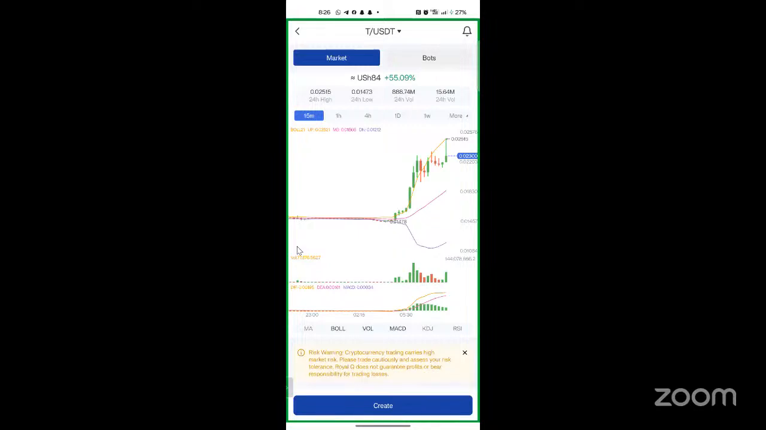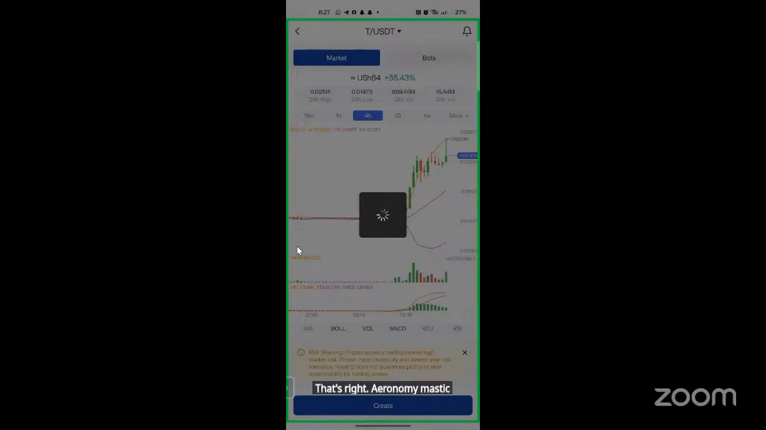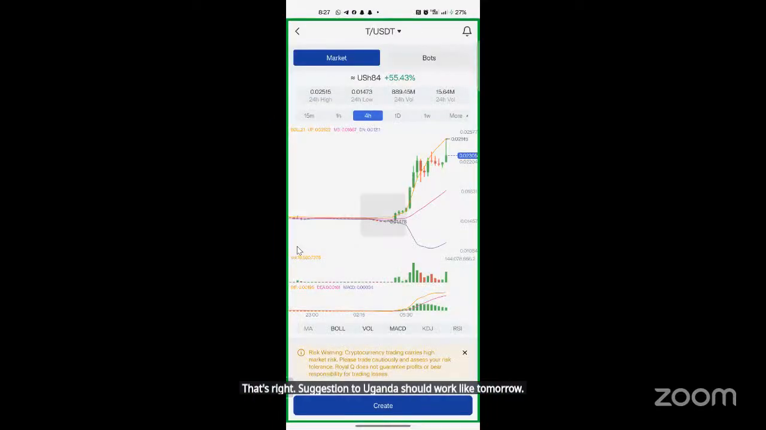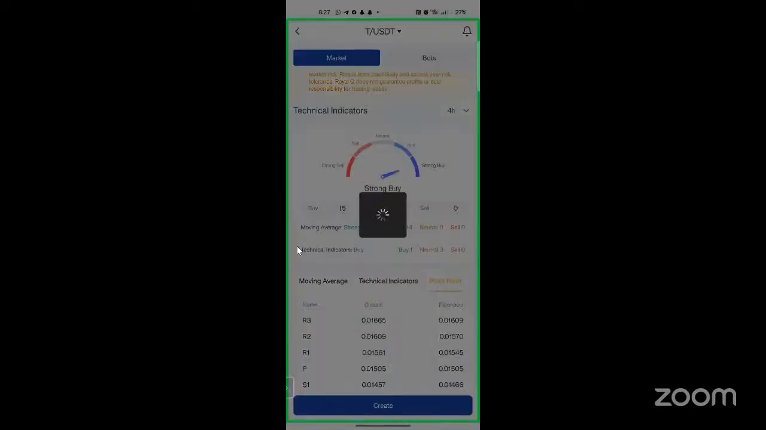Now, who's touching the network? That's why Elon Musk's suggestion to Uganda should work like tomorrow. You know, Elon Musk decided to seek. I'm supposed to end the call. You know, today is a very good day.